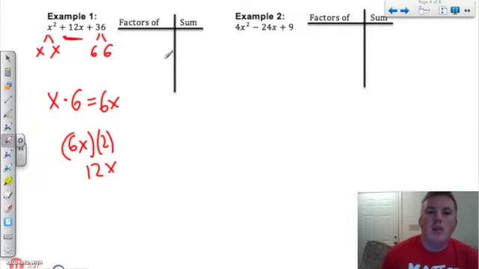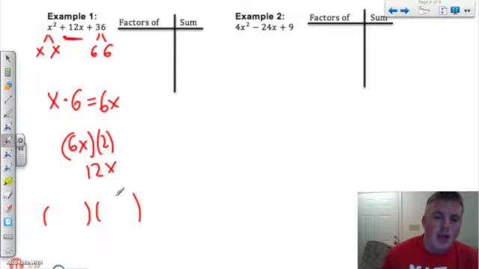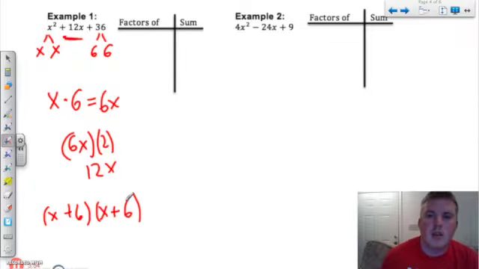Now, how we can use this: we're going to break it down into two sets of parentheses. At the beginning, I'm going to put the perfect square factor for my first term. I broke this down into x times x earlier, so that's going to go here and here. And then my last term, I broke it down into 6. So x plus 6 is going to be my first factor, and x plus 6 is also going to be my second factor. In order to write this a little bit neater, since these are the same thing multiplied together, we can shorthand this as x plus 6 squared.